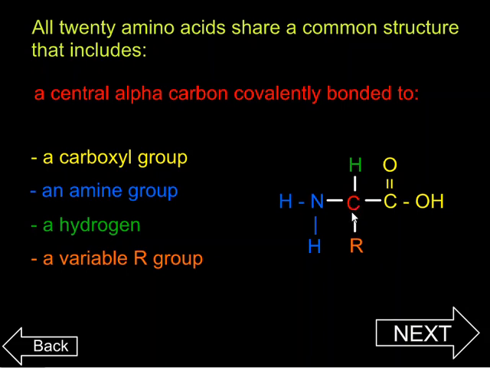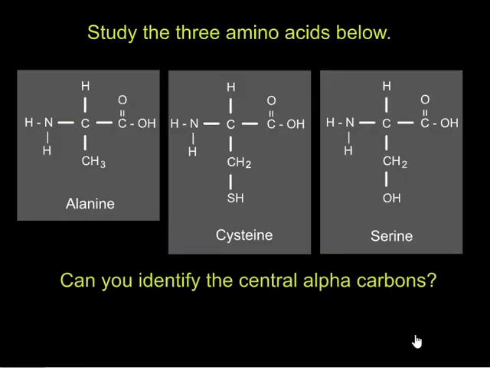So there is a central alpha carbon that is red in color, the carboxyl group COOH, the amine group that is blue in color, NH2, the green hydrogen atom, and the variable R group. So, study the three amino acids below.